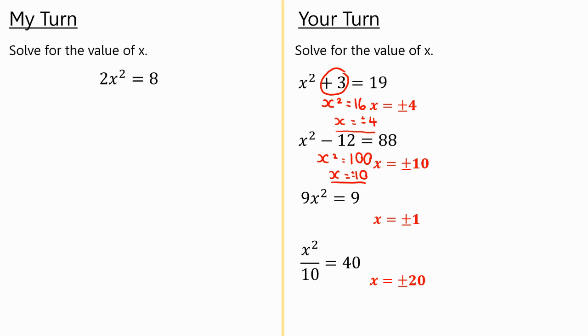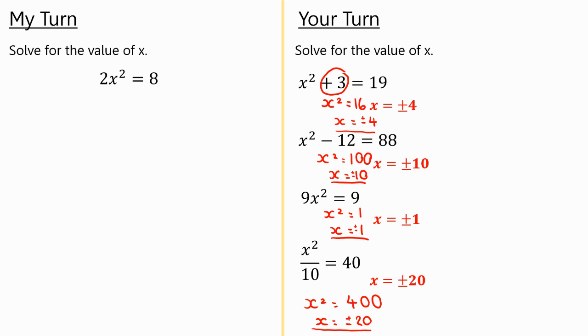Okay, well done if you've managed to follow these. Now we need to divide by 9 first. So 9 divided by 9 is 1. Square root of 1 is just 1. That's a little bit of a tricky one. And the last one, we've got x squared divided by 10 equals 40. So we times by 10 first. That gives us 400. Then we have to square root. And the square root of 400 is 20.